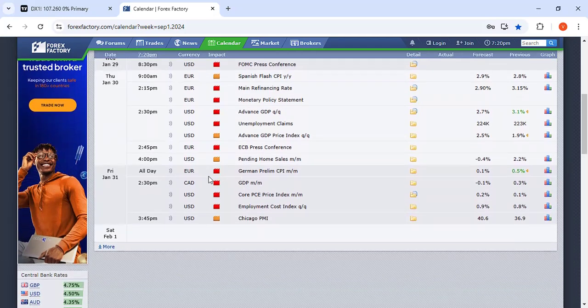On Friday, we have the German prelim CPI. That is something to keep an eye on. The CPI of Germany usually moves the market more than even the CPI of the Eurozone, so we want to keep an eye on that. Then we have GDP, and in the US, we're going to be having the PCE prices, which is the Federal Reserve's preferred measure of inflation. We're going to be seeing whether that is trending in line with their 2% goal for inflation. All right, so that's going to be that for the week.